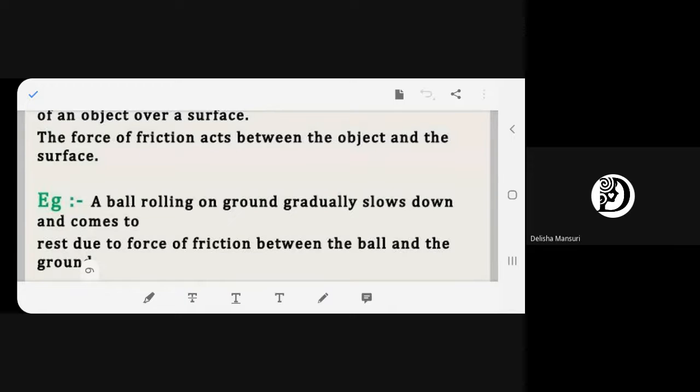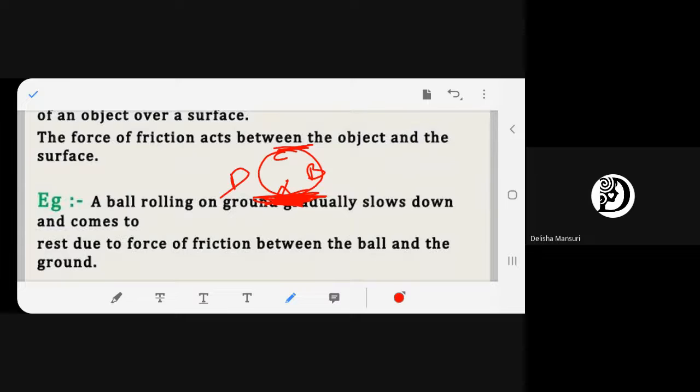If the ball is like this, I just want to show you the ball. If this part is in contact, that means this one is not in contact right now. So I have friction between this side of the ball and the ground. Then it rolls. This is A, this is B, this is C, and this is D. When it rolls, which side will come over here? B. Again it rolls, which side will come here? C. Then D. You understand what I'm trying to say? The one which is in contact will have frictional force.